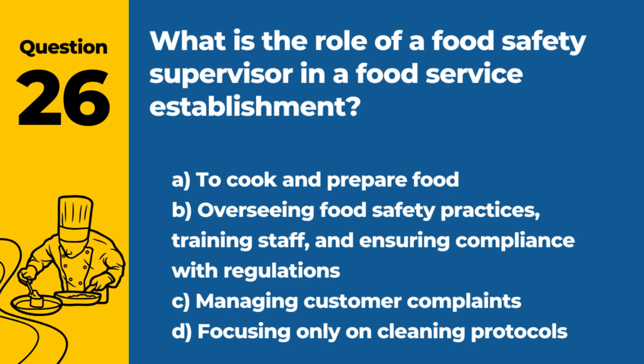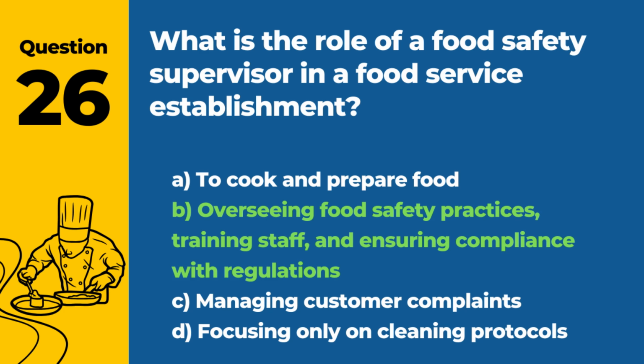Question 26. What is the role of a food safety supervisor in a food service establishment? A. To cook and prepare food. B. Overseeing food safety practices, training staff, and ensuring compliance with regulations. C. Managing customer complaints. D. Focusing only on cleaning protocols.